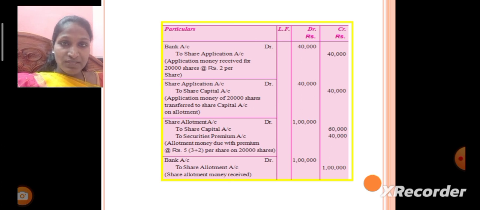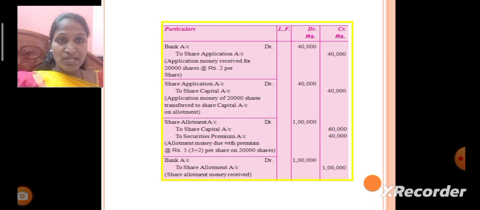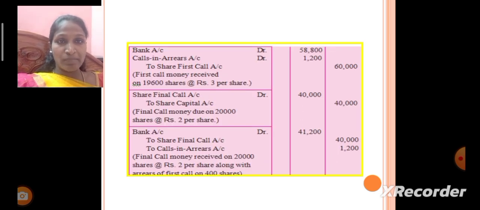First entry is bank account debit to share application account rupees 40,000, that is 20,000 shares into rupees 2, 40,000. For transferring the application money to share capital, share application account debit to share capital account 40,000. The next entry is the allotment due entry. Here the allotment is made along with the premium. Share allotment account debit to share capital account and securities premium. For receiving the allotment money, bank account debit to share allotment account.